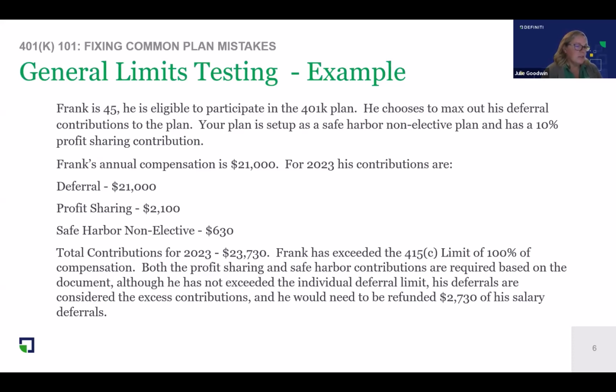Adding in his deferrals would give him a total of $23,730. He's over his compensation limit. He's over the 415 limit. His deferrals will be the amount to get refunded. And that's because the document has the required contributions. So even though he was able to defer originally up to the full amount, he may end up with a refund in the end of his own money.